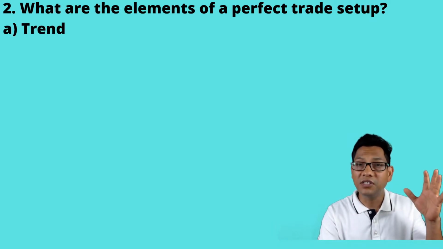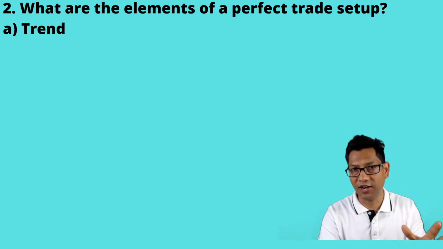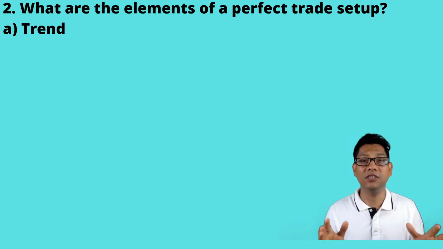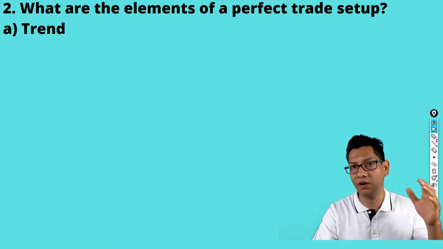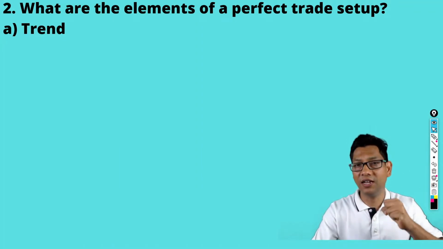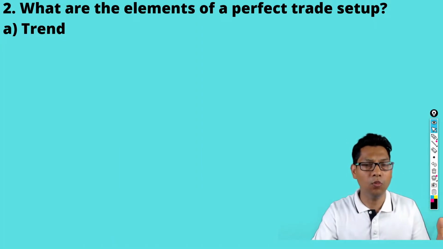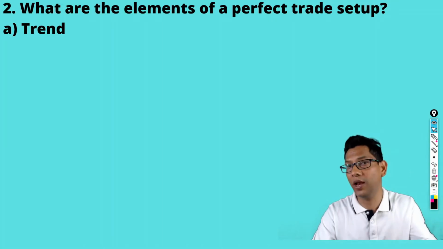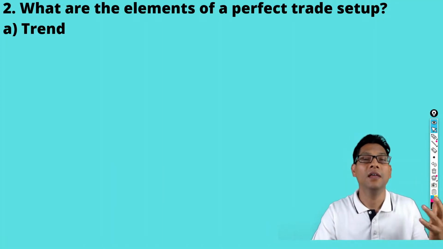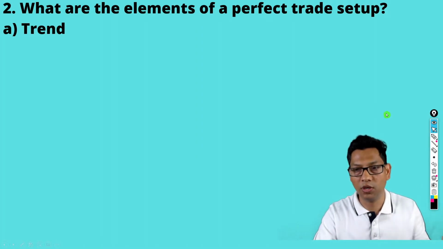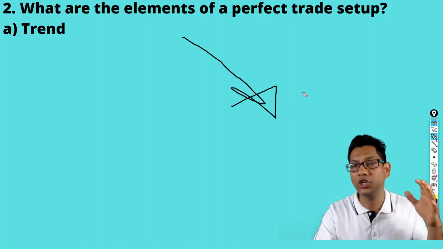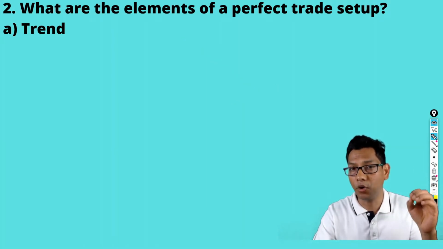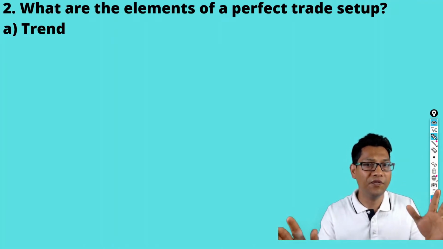So the first element is trend. Remember, trend is your friend all the time. Now this is the most important part. Remember, most traders trade against the trend. I don't know why, but I also did when I started trading. This is the human psychology at work. I don't know why it happens like that, but you need to train your brain to find the direction of the trend, to find a proper trade setup. So this is the first element.